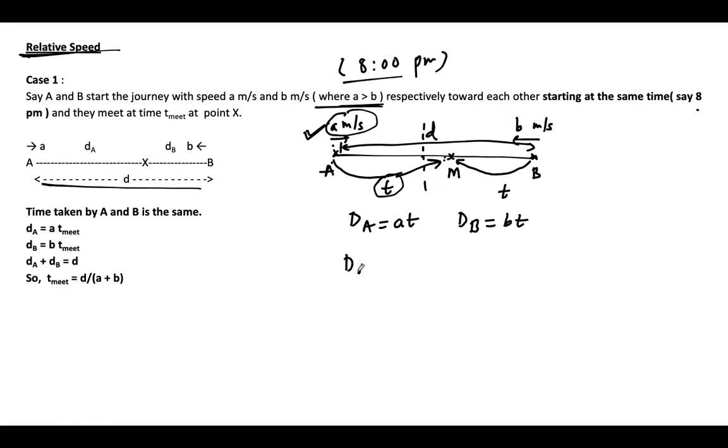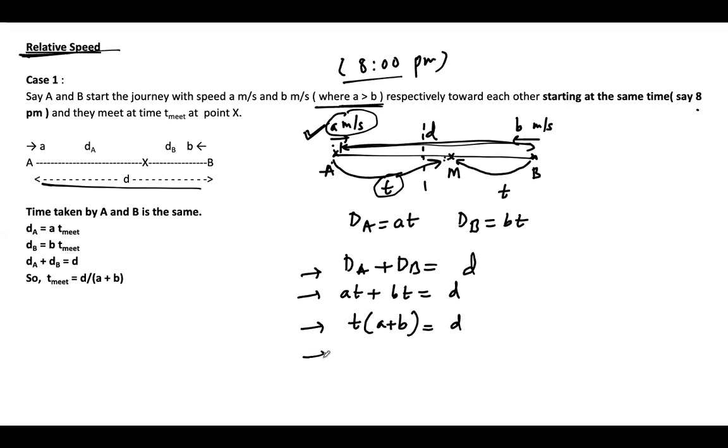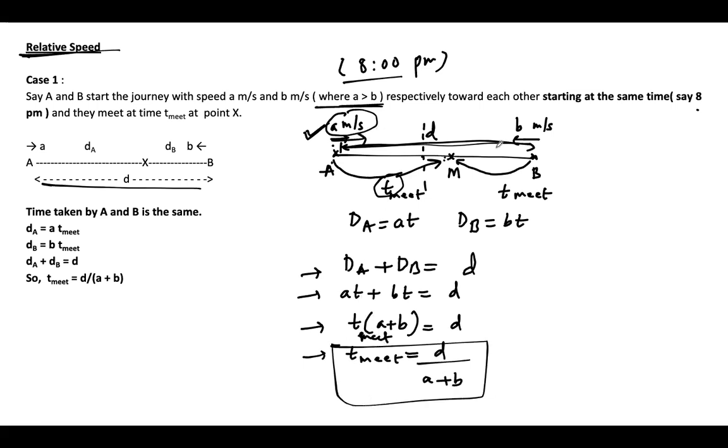So can I say distance traveled by A plus distance traveled by B is equal to the total distance, which is D? Distance traveled by A is at, similarly distance traveled by B is bt, equal to D. Taking time common, t times a plus b is D. This is the time at which they are meeting, so the meeting time T meet is nothing but D upon a plus b. Since they are traveling from opposite directions, you have a plus b.